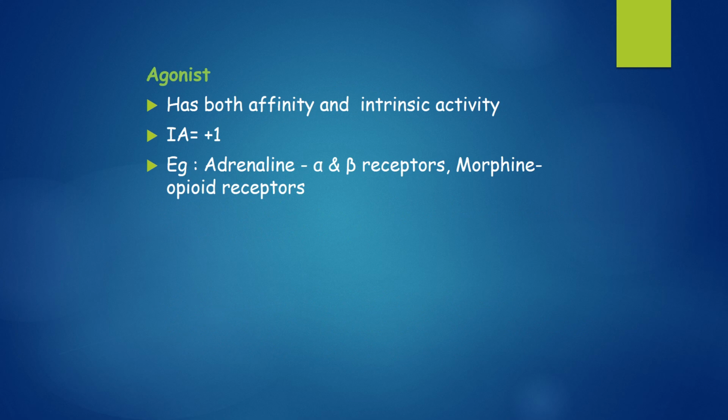Now, considering these three terms, what is an agonist? An agonist has both affinity and intrinsic activity. We consider the intrinsic activity to be positive, plus 1. So the molecule specifically binds to the receptor, and the binding itself produces a stimulus, and the stimulus causes some response. That is intrinsic activity. Drugs like adrenaline have positive agonistic action on alpha and beta receptors. Morphine has agonistic action on opioid receptors.